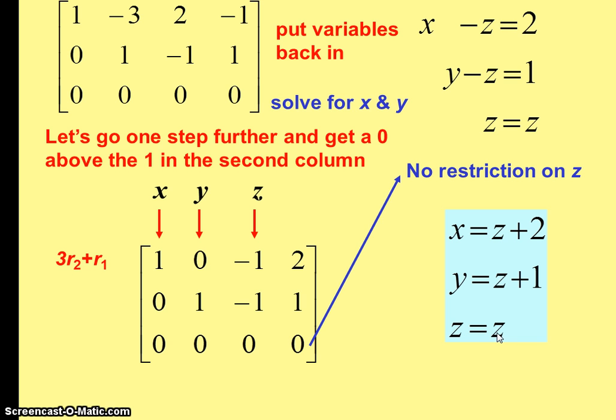So we could say maybe z is 2. Well, that would make y would have to be 1 greater than 2, so y would have to be 3. And x would have to be 2 greater than 2, so x would have to be 4. That would be one example of a solution to this system. But there are many, many others out there as long as they follow this pattern.